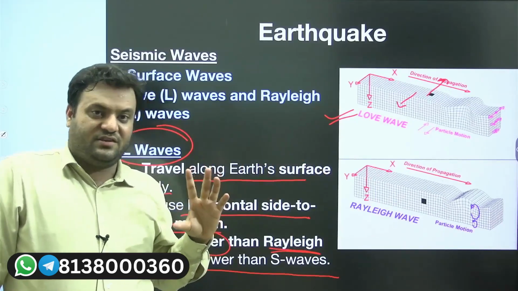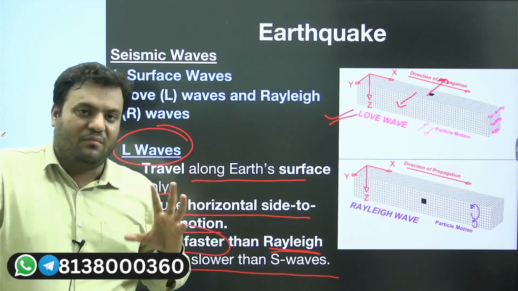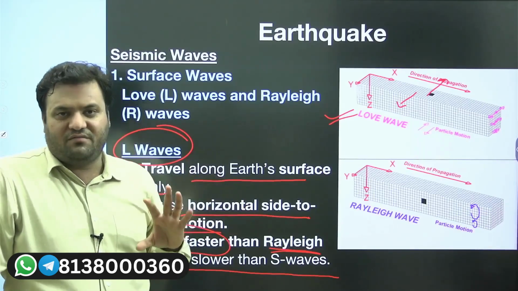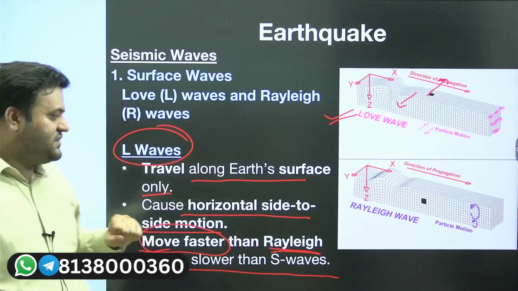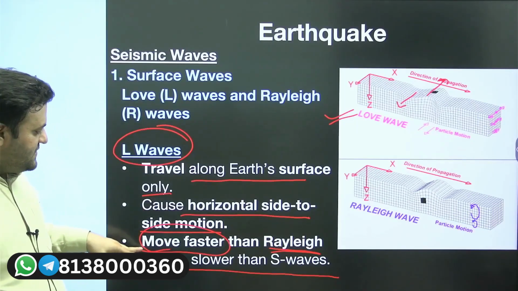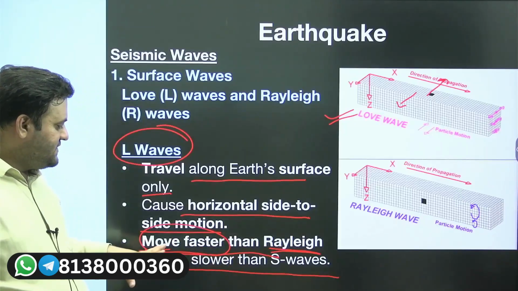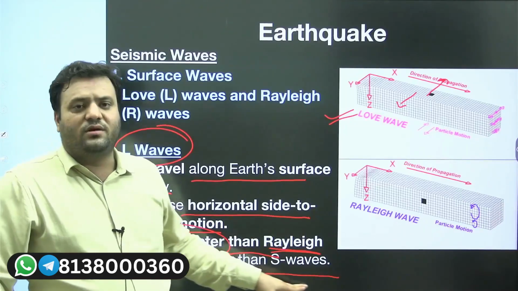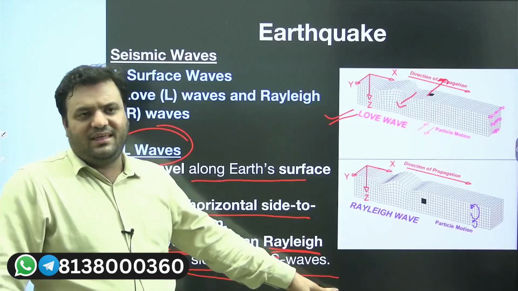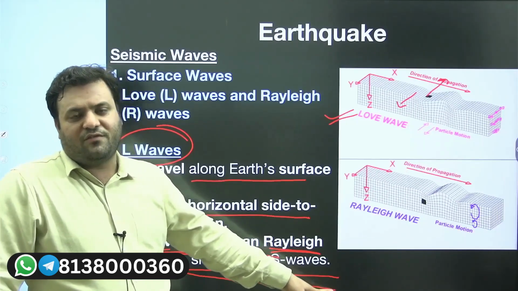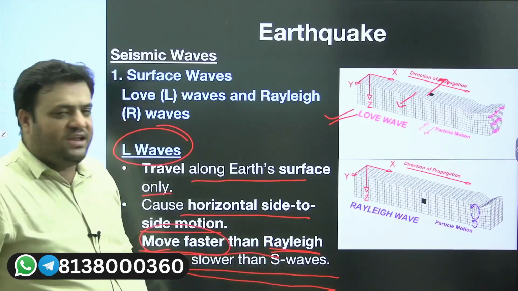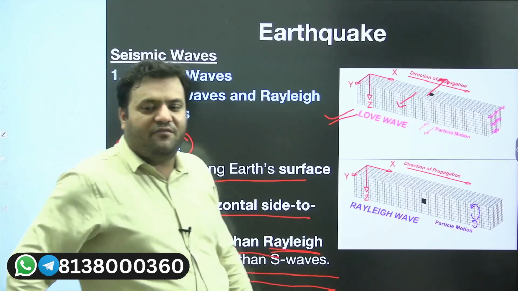Body waves are faster as compared to surface waves, but if we take a further deep dive, this L wave will move faster than the Rayleigh wave, but collectively L wave will always be slower than the S wave. And among the S wave and P wave, which is faster? P wave is the faster. That's why the name is given accordingly: primary wave.